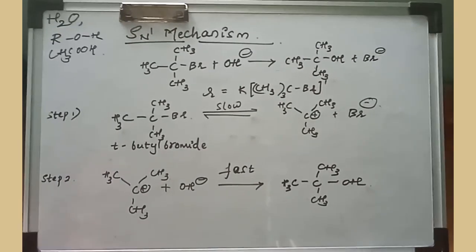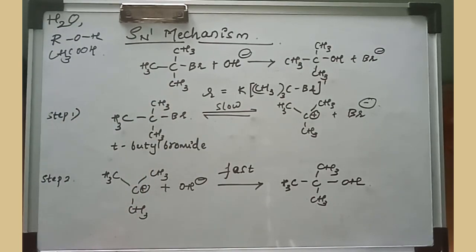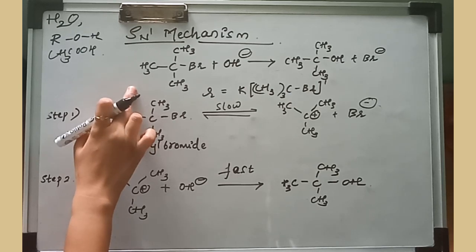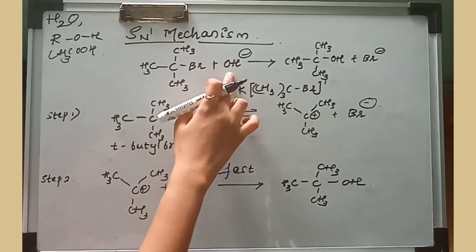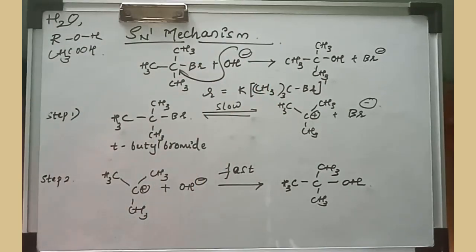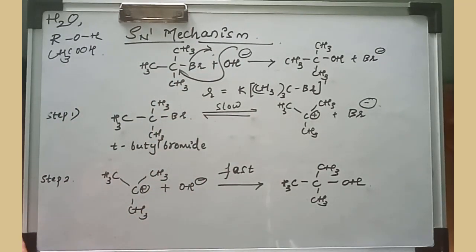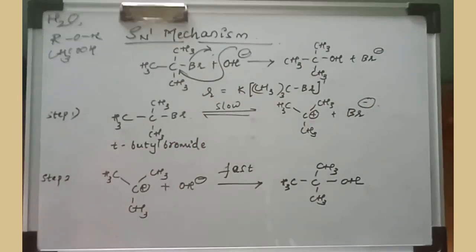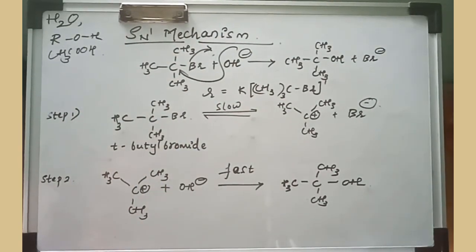The example that is there in your syllabus is tertiary butyl bromide. How the SN1 mechanism goes, first we'll see the general reaction. Tertiary butyl bromide is the alkyl halide that we have taken here, and then the nucleophile OH minus. The nucleophile will attack this electrophilic carbon and Br minus will leave from this reaction. So Br minus is the leaving group and OH is attached to this electrophilic carbon. So tertiary butyl bromide is converted into tertiary butyl alcohol.